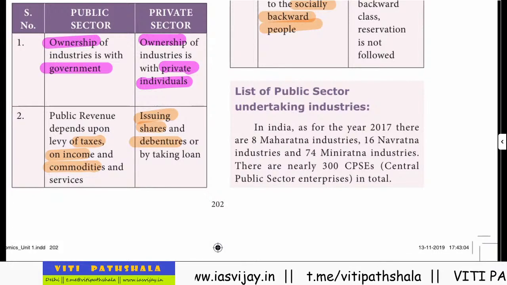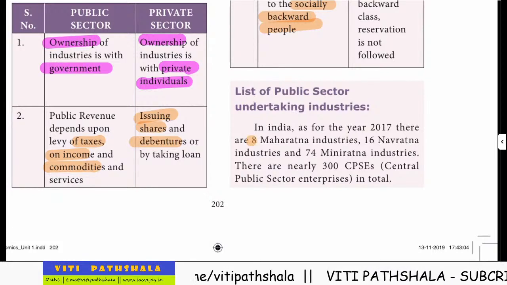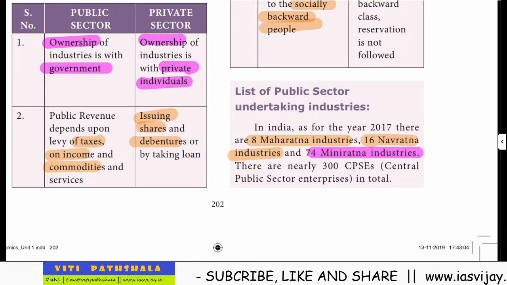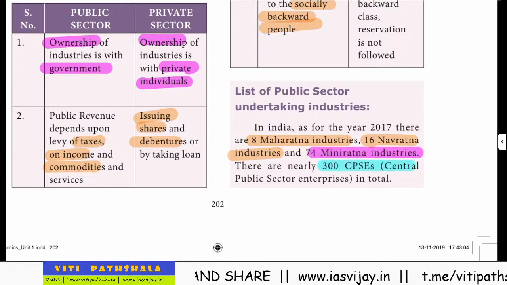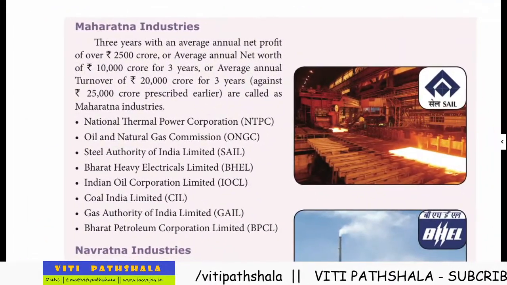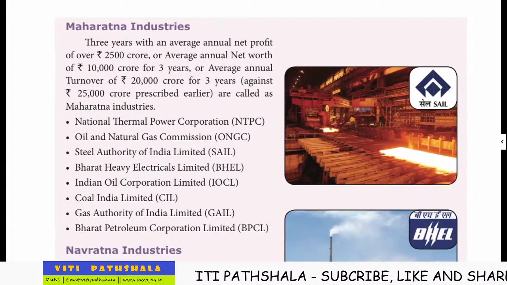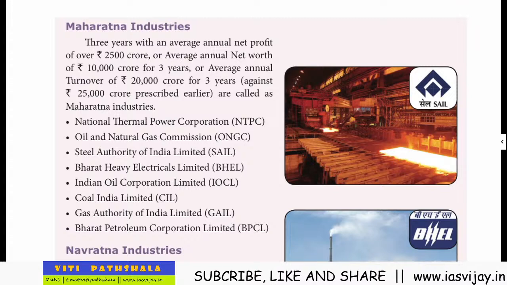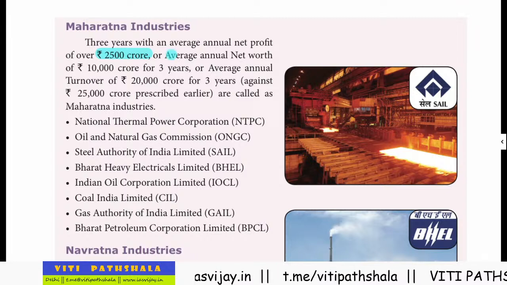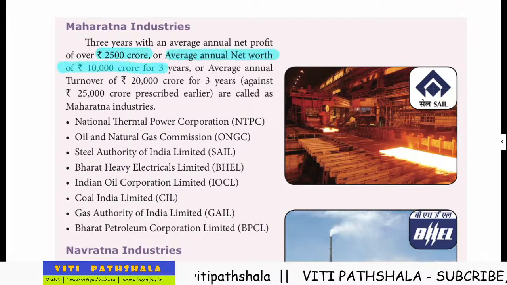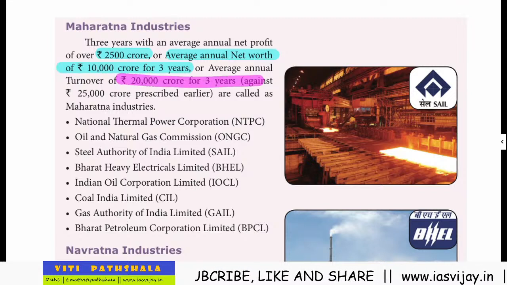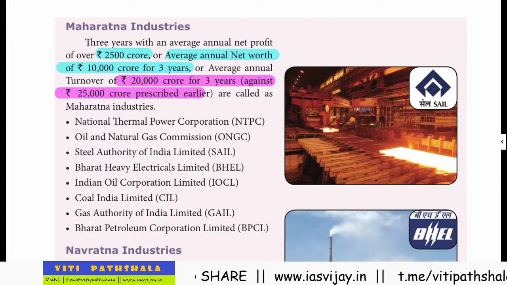Now, the list of public sector undertakings in India. As per the year 2017, there are 8 Maharatna industries, 16 Navratna industries, and 74 Mini Ratna industries. There are nearly 300 Central Public Sector Enterprises. Now, Maharatna industries: an average annual net profit of 2500 crore for 3 years, or an annual net worth of rupees 10,000 crore for 3 years, or an annual turnover of 20,000 crore for 3 years, against the 25,000 crore prescribed earlier.